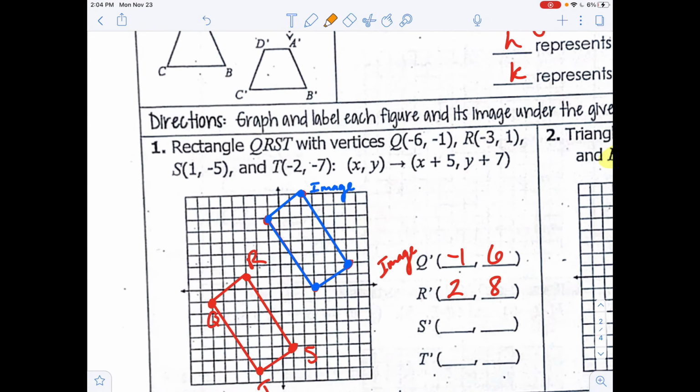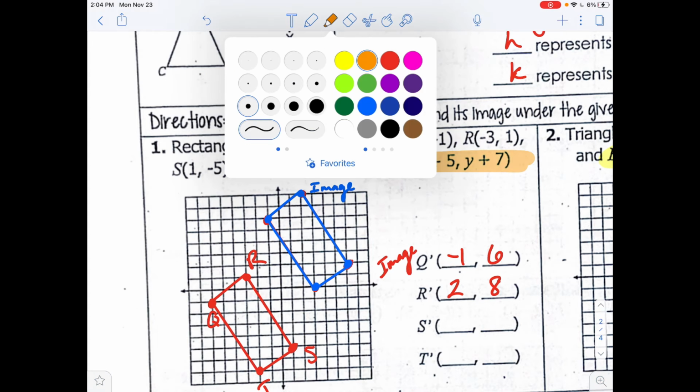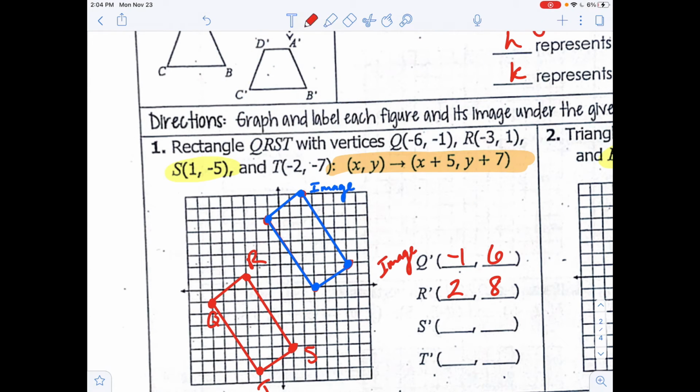Okay, I wish my keyboard would stop doing that. S, 1 plus 5 is 6. -5 plus 7 is 2. And last but not least, -2, -7. -2 plus 5 is 3. And -7 plus 7 is 0.